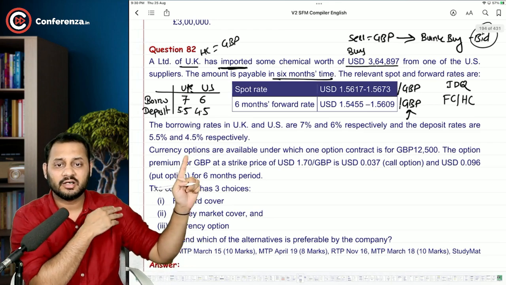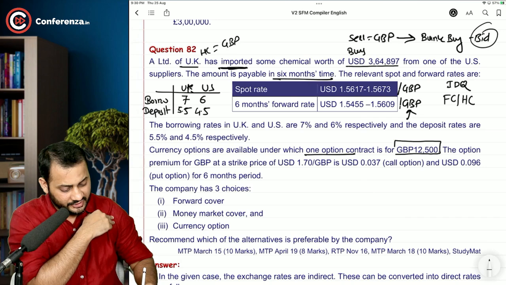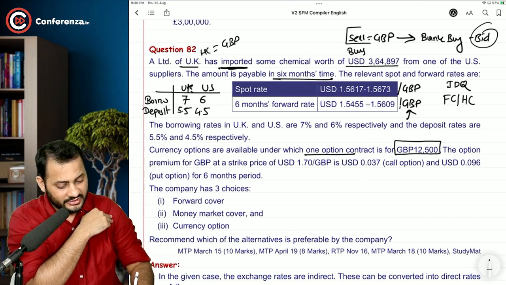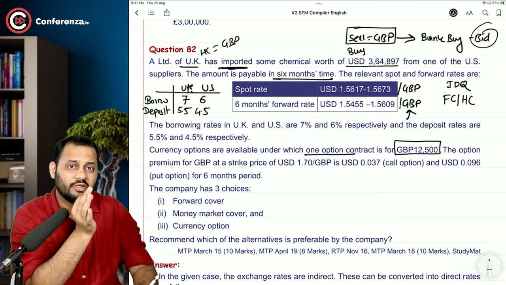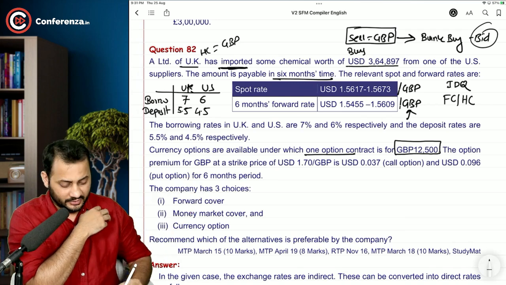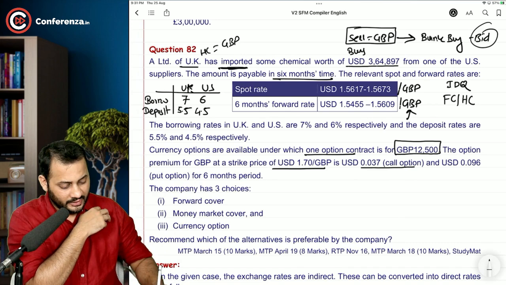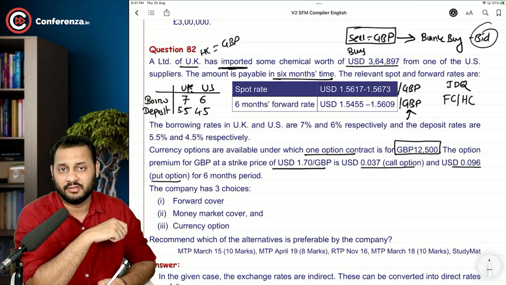Currency options are available under which one option contract is for GBP 12,500. Understand, you want to sell GBP. You need a right to sell GBP. The option premium for GBP at a strike rate of this is 0.037 for call and 0.096 for put. You decide which option will you be buying.